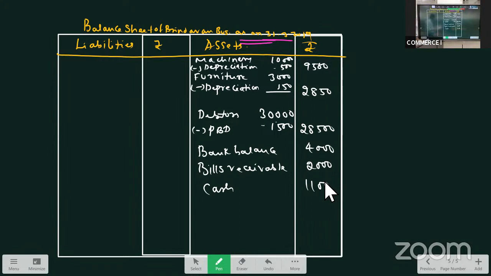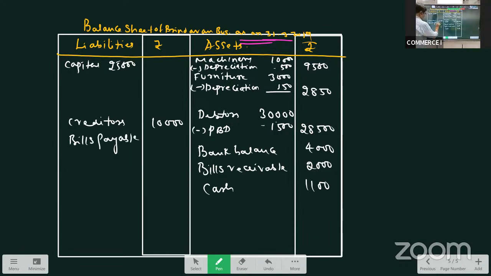Now let us take the items from the credit side. Sales we already have taken in trading account. Creditors. Creditors are a liability. How much? 10,000. Capital. Capital is given as 25, but I'll take it in the inner column. Then bills payable. Bills payable is 5,800. I have taken all the items of balance sheet from the trial balance.